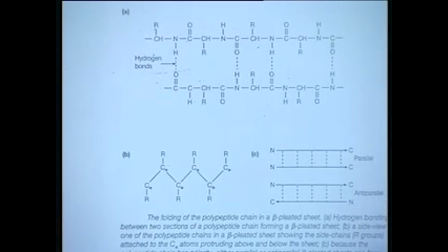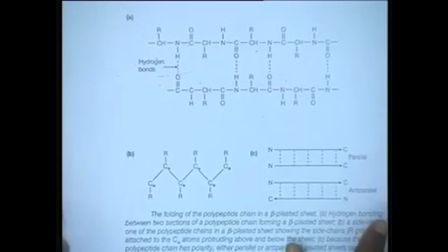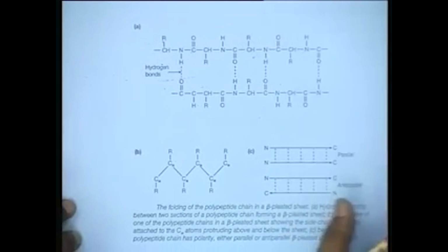The hydrogen bonding between two sections of the polypeptide chain can form a beta pleated sheet, and because the polypeptide chain has polarity, as I mentioned, the peptide bond itself has polarity, either a parallel or anti-parallel beta sheet can be formed. You come across the alpha helix as well as beta pleated sheet structures very commonly in any given protein sample.